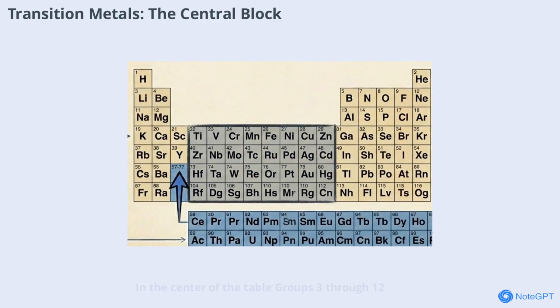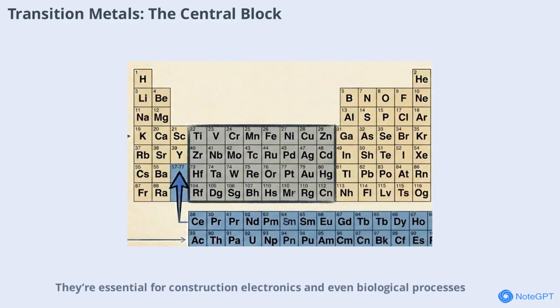In the center of the table, Groups 3 through 12, you'll find the transition metals. These classic metals like iron and copper have complex electron behaviors that give them unique properties. They're essential for construction, electronics, and even biological processes.